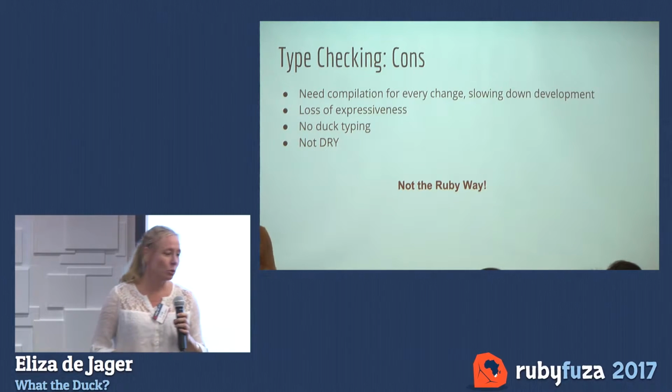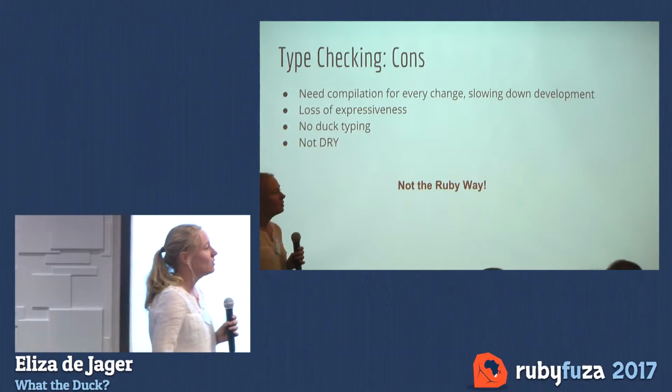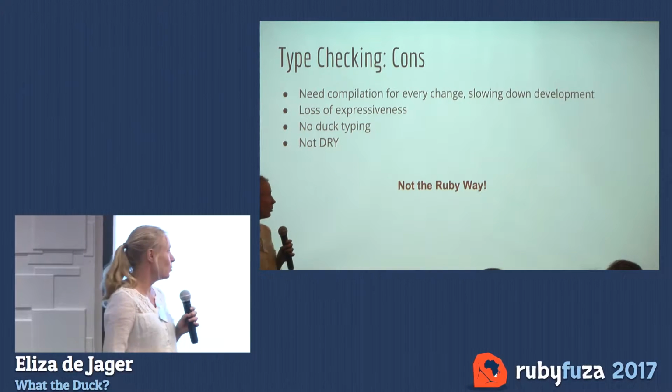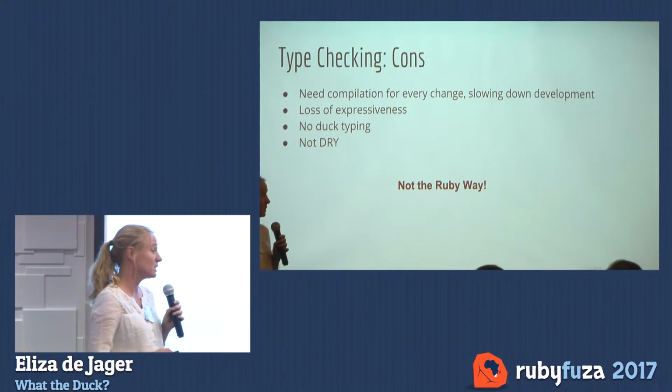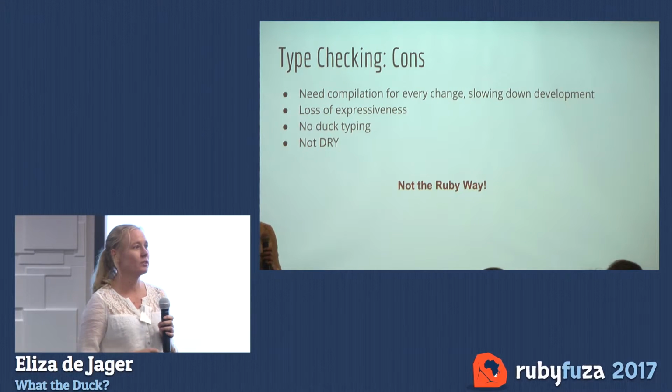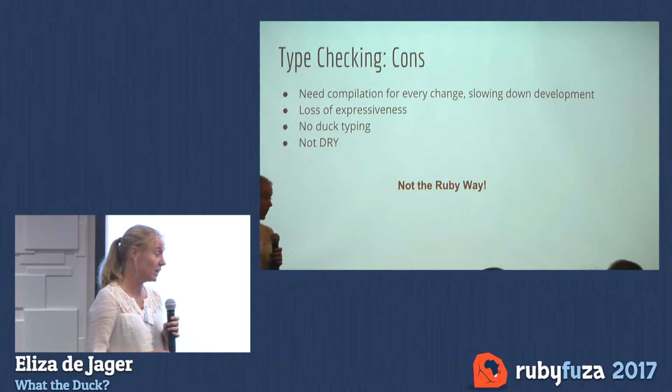But what I'd like to talk to you about today is how do we write code in a way that we can try and avoid some of the disadvantages of not having a more traditional type checker in Ruby.